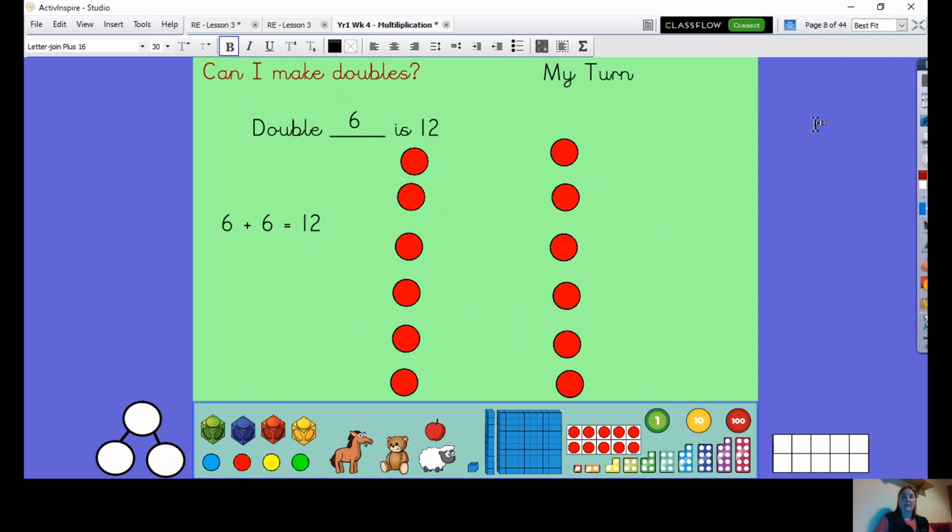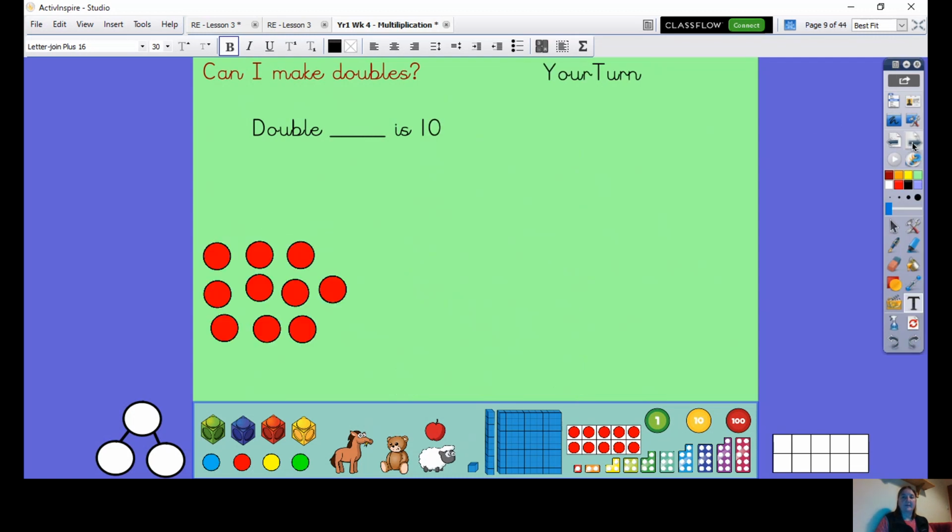12. Brilliant. Okay, you have a little go this turn, your turn. So pause the video here, see if you can work out. So it might be that you might want to get 10 of something, and see if you can work out what do you double to make 10.